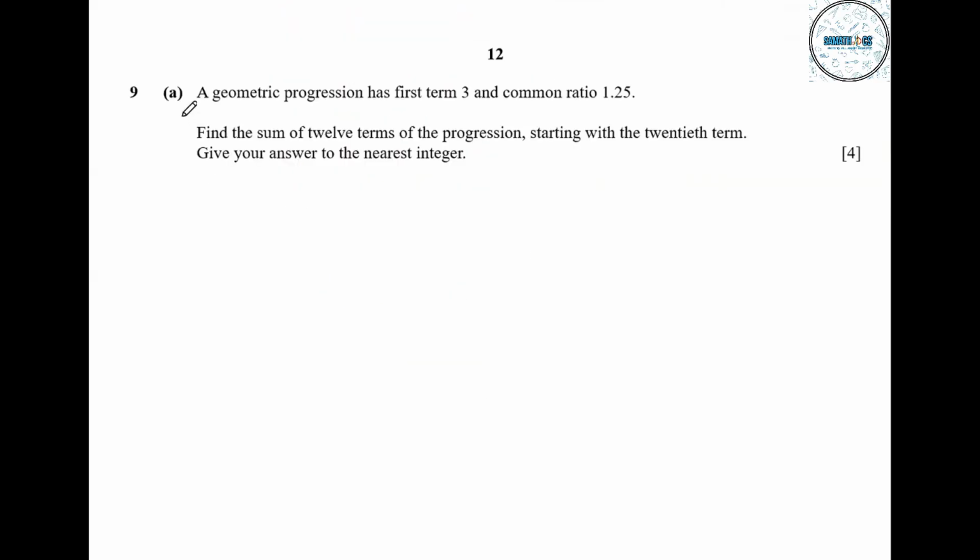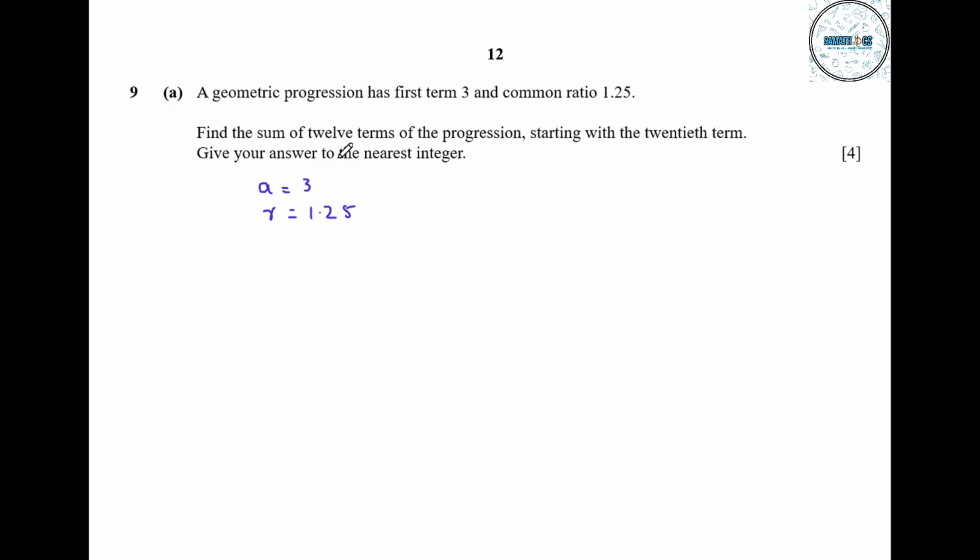Question number 9. Part A. A geometric progression has first term 3 and common ratio 1.25. A is equal to 3 and r is equal to 1.25. Find the sum of 12 terms of the progression, starting with the 20th term. Give your answer to the nearest integer.